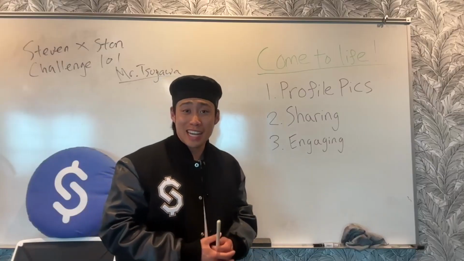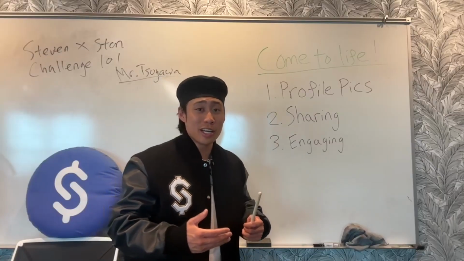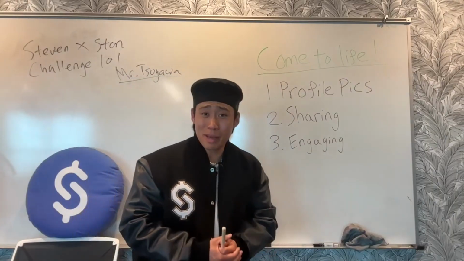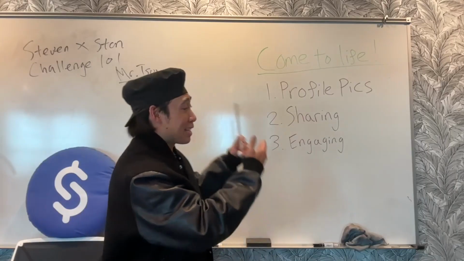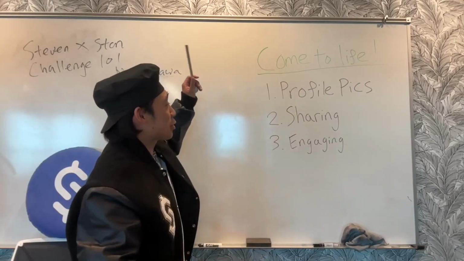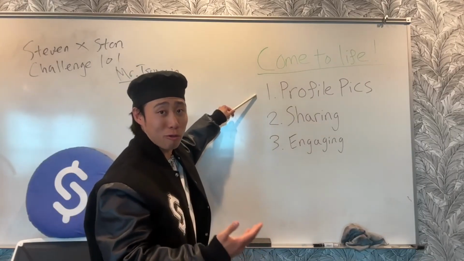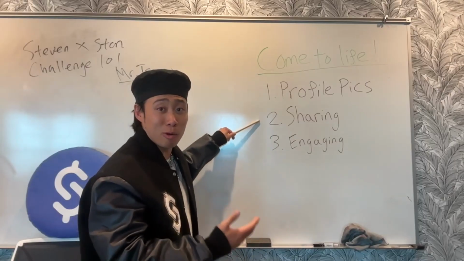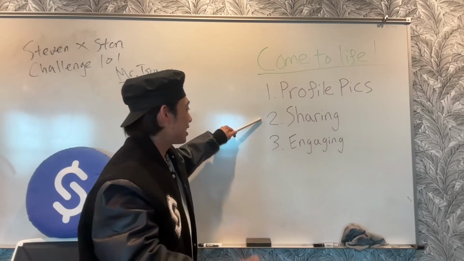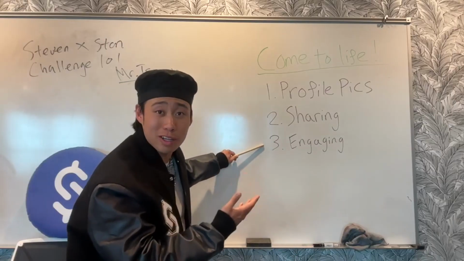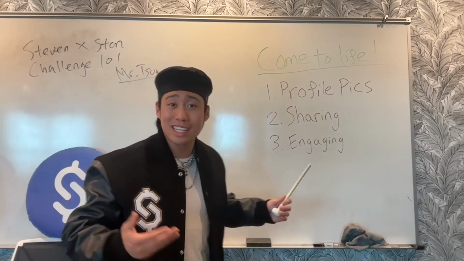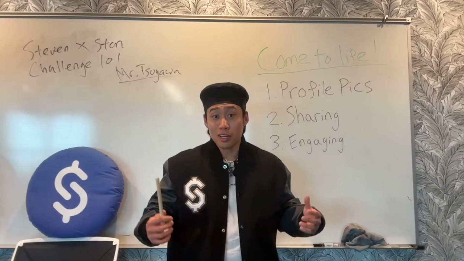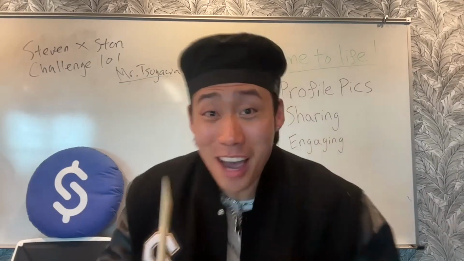So what we have on today's agenda is to make this community come to life. And how are we going to make it come to life? By doing these three steps right here. So the first one is going to be adding those beautiful profile pictures, sharing more about who we are and what we're going to accomplish with this challenge, and also engage with all of our fellow community members, because at the end of the day, we're all in this together. So without further ado, let's get into it!